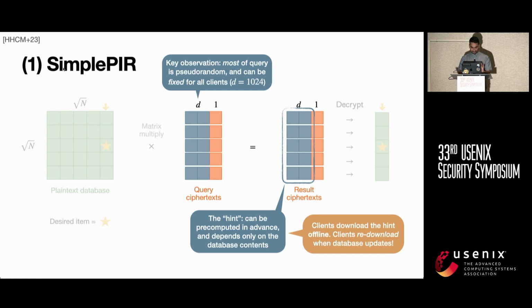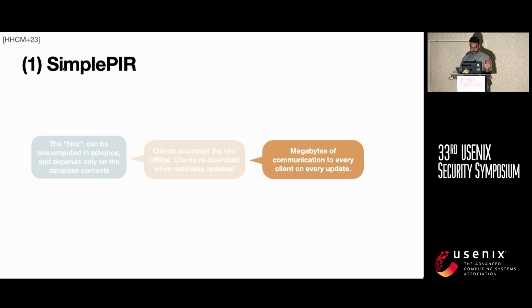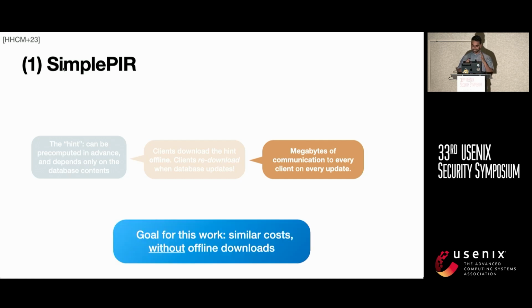Now, you can see at this moment that the hint depends on the contents of the database because of the matrix multiplication. So this means that when the database changes, clients need to re-download the hint. And concretely, they need to re-download the portion of the hint that corresponds to the number of rows in the database that changed. I just want to emphasize that's pretty bad for any database that updates frequently, right? So every client needs to download on every database update a new portion of the hint. So this is more motivation for our research goal, right? Let's get rid of the hint.